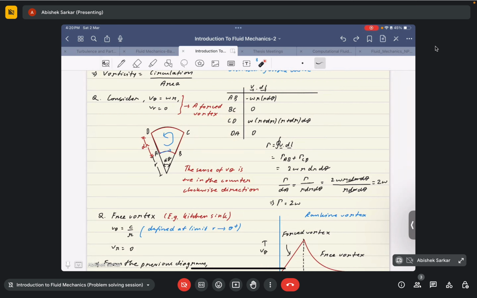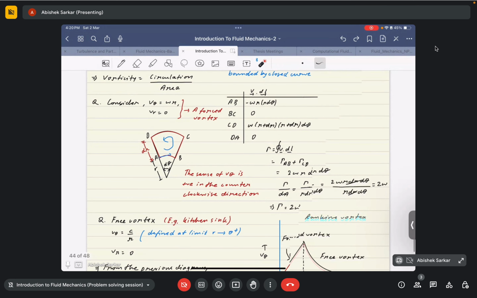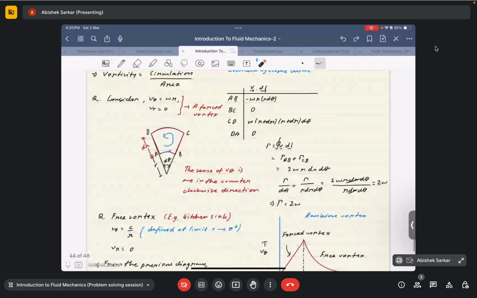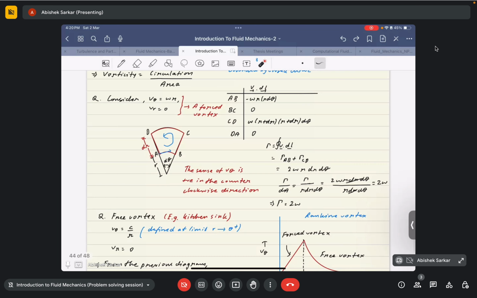Okay, and again from the definition of vorticity, we know that vorticity is equal to circulation divided by area, right? If we do a similar step, to find the vorticity we just need to divide the net circulation by the elemental area. So this area would be given by r dr d theta.